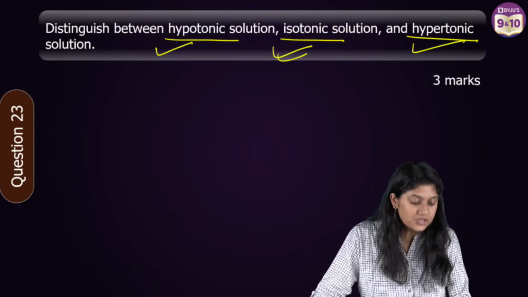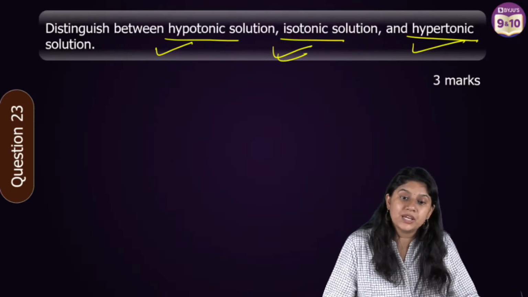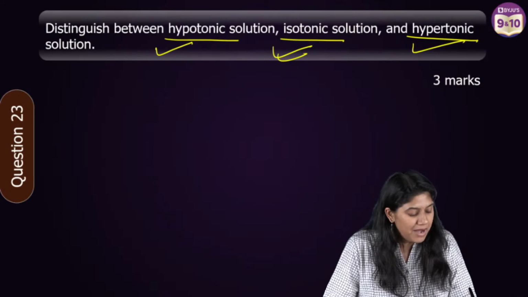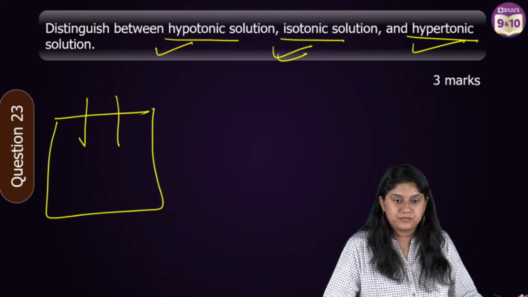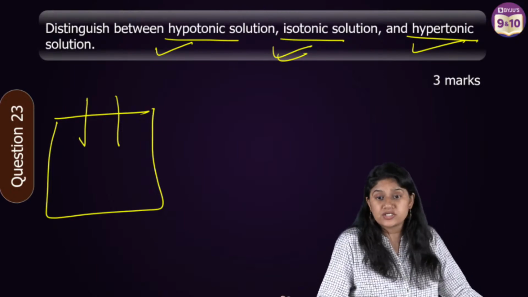See, an isotonic solution is a solution where the movement is happening equally. The movement of water in and out is almost equal. Right? That is called an isotonic solution.